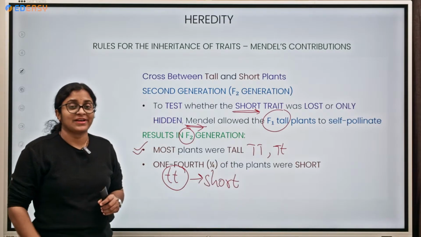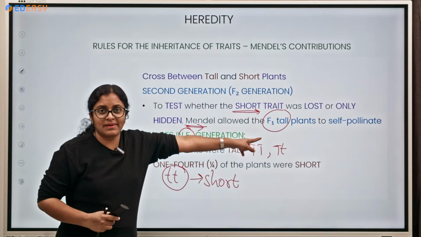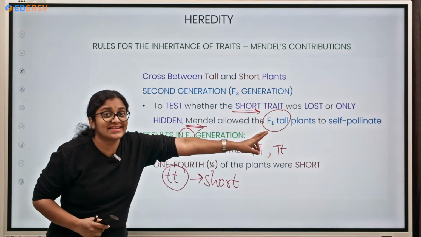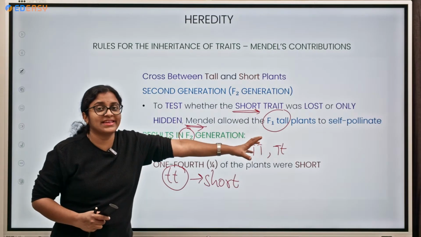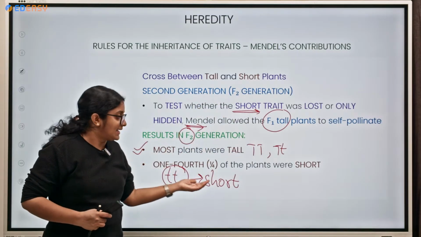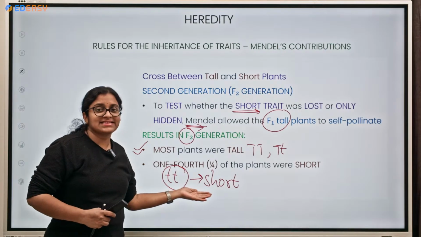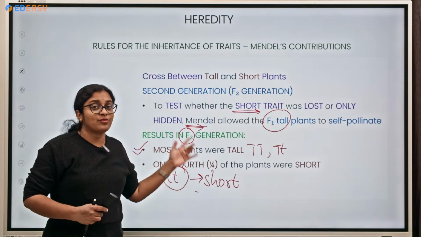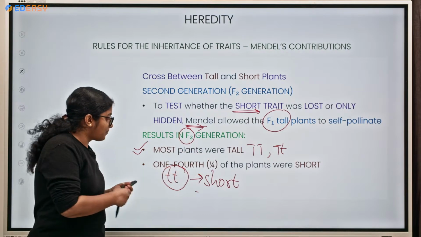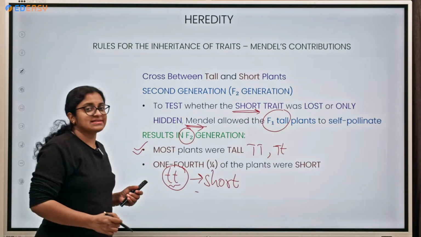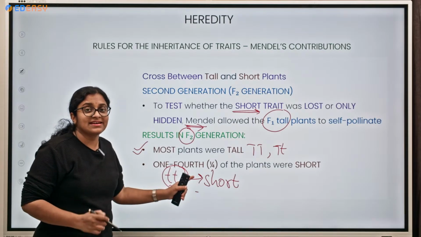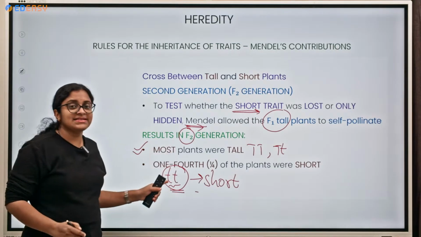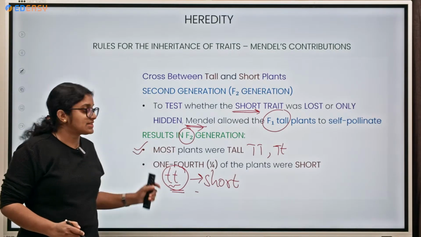Now, this is the F1 tall plant. It is not cross-pollinated. It is self-pollinated. What is happening over here? We could find the hidden things which were there. They got expressed. When both the copies are of the recessive character, there is an expression of the recessive character. Now the plant will be short since both are recessive genes.